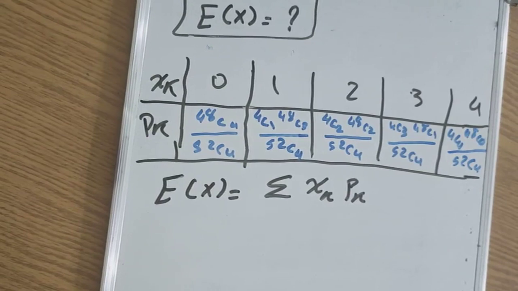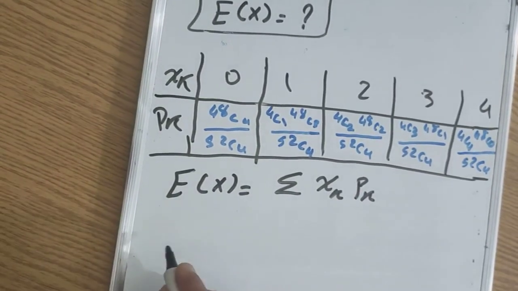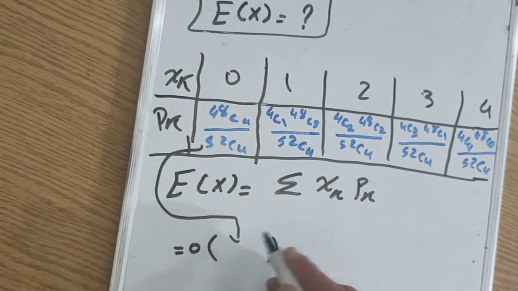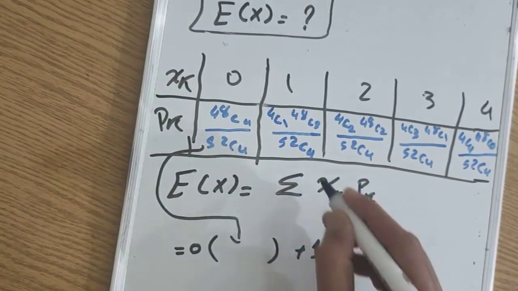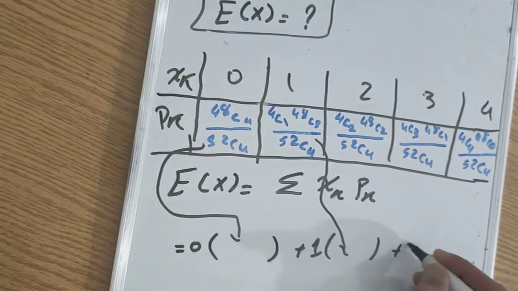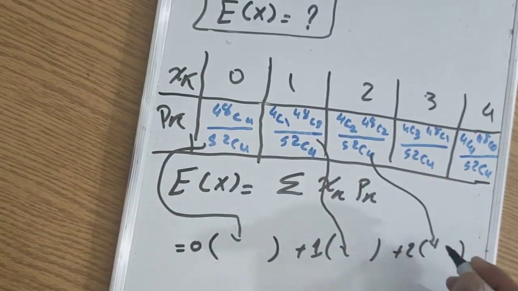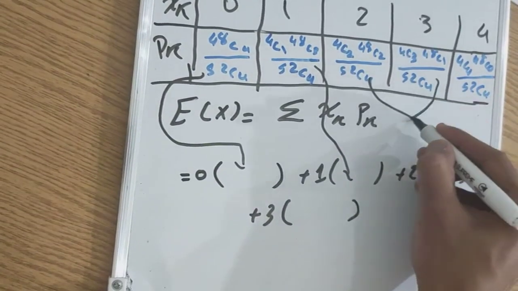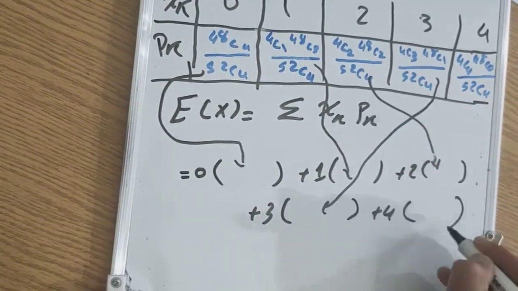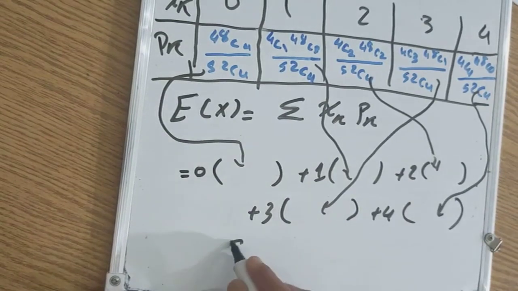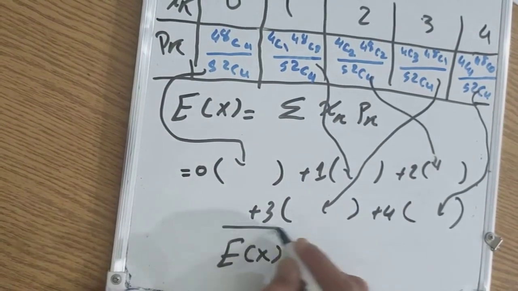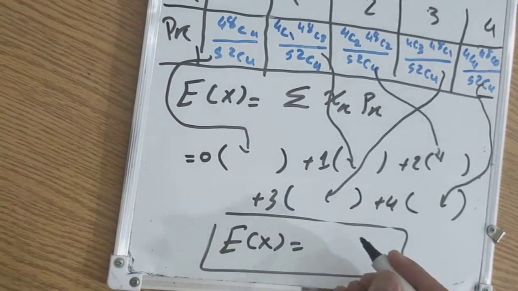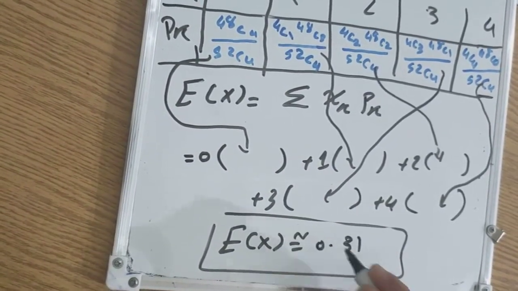So the expected value of x now will be 0 times this value plus 1 times this value plus 2 times this value plus 3 times this value, and finally plus 4 times this value. And finally, the expected value will be about 0.31 aces.